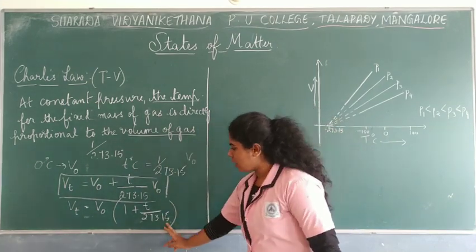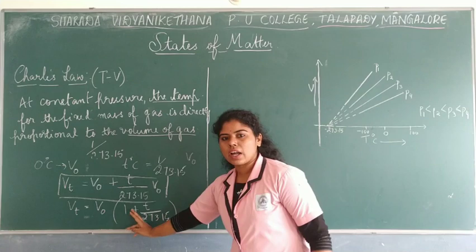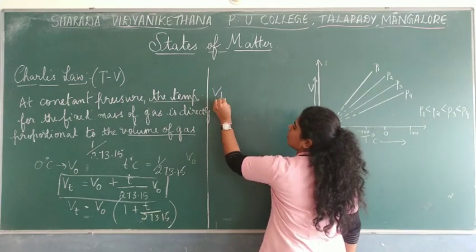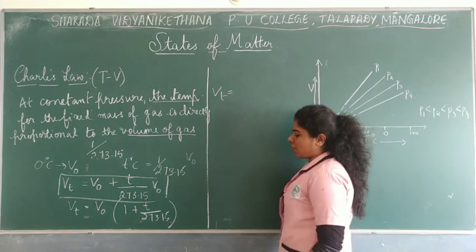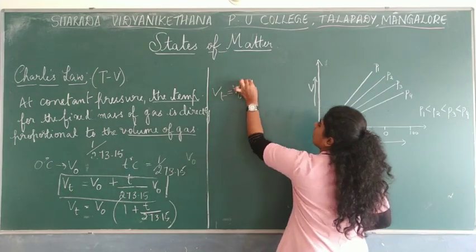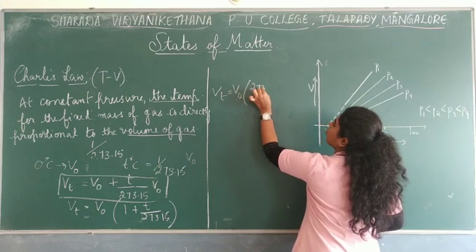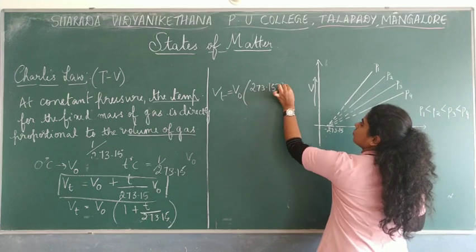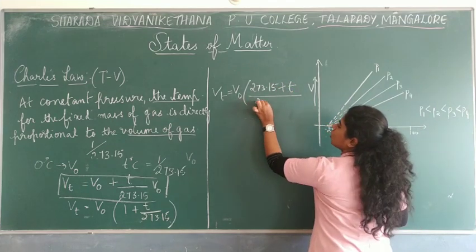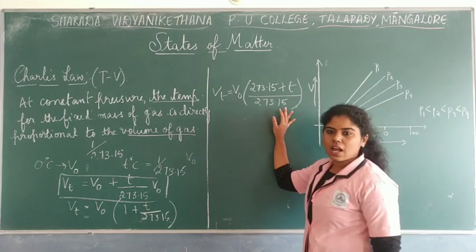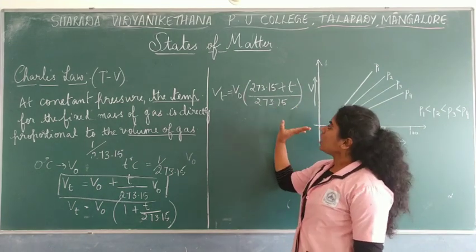Now again you can take LCM over here, right? So you can rearrange this equation again. You write it as Vt is equal to, now if you take this 273.15 over here, V naught into 273.15 plus T, divided by 273.15. Correct? So this is how you get the equation, right?